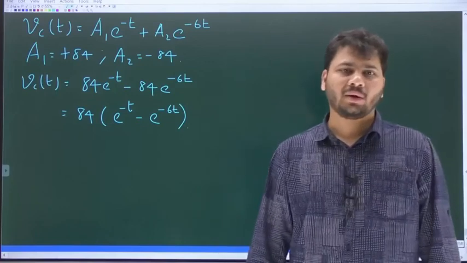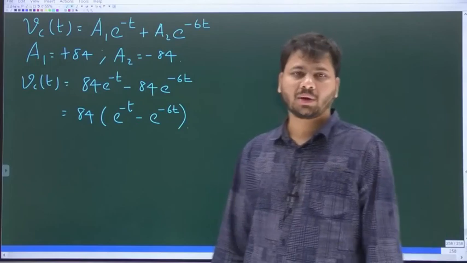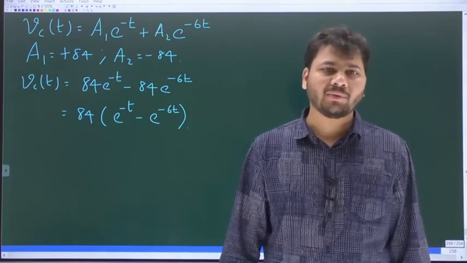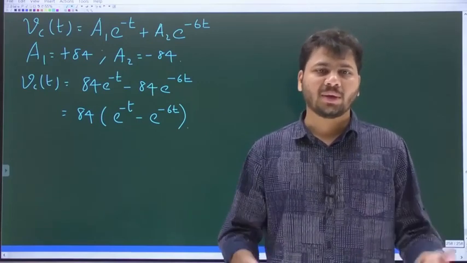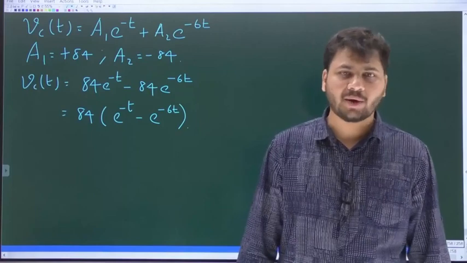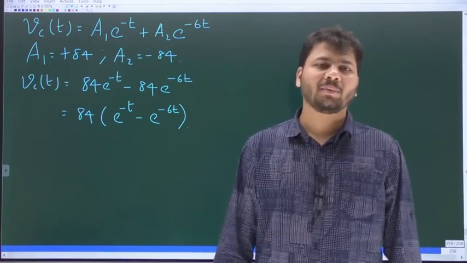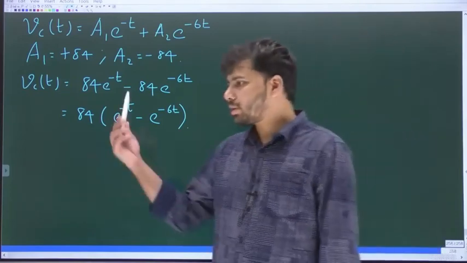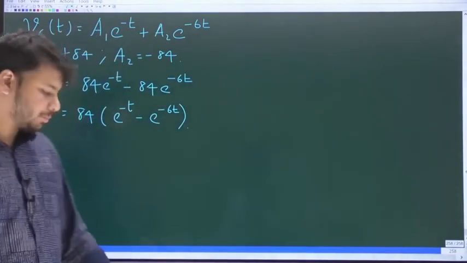So always remember, for a parallel RLC circuit, alpha is 1 by 2 RC, and omega naught is 1 by square root LC. By finding the values of alpha and omega naught and by comparing them, we were able to decide that the natural response is going to be overdamped. And in case of overdamped natural response, it will be of the form A1 e power S1t plus A2 e power S2t. And then using the initial conditions, we solve for A1 and A2.